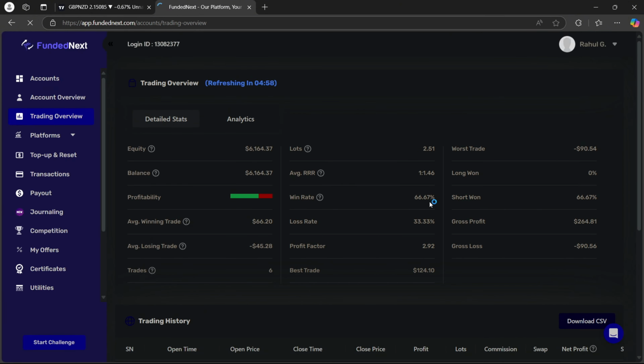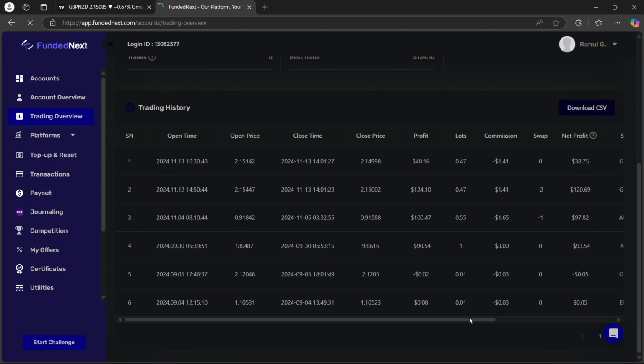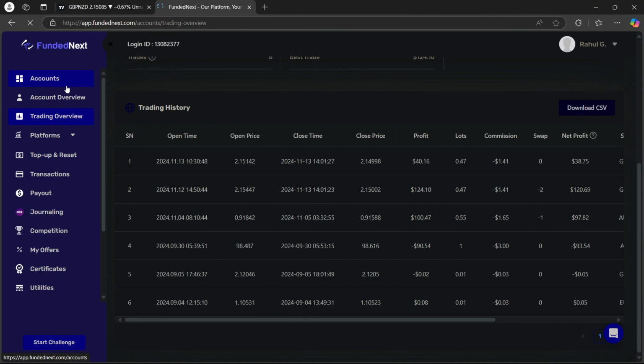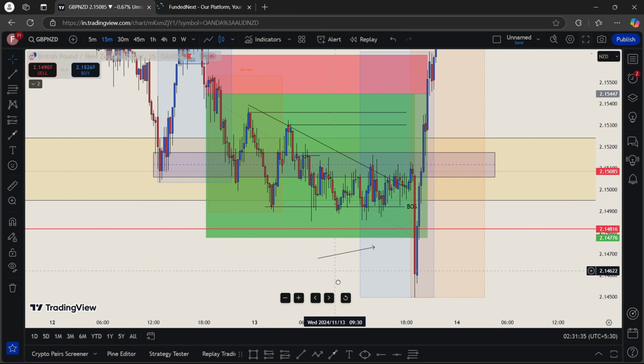As you can see, the win rate is 66%. And you can notice this thing: all of my trades are sell only. I had taken two entries. The first gave me $120, the second gave me $38 in profit. So yeah, this was the trade.